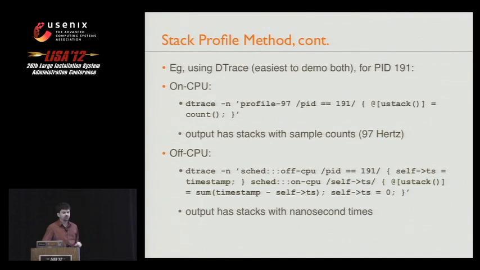I put a couple of DTrace one-liners in there just to show a tool like DTrace can do both of these, although it is kind of different. So there's sampling what's on CPU for the user stacks, and then that's tracing what's off CPU. The first one gives you sample counts, and the second one gives you nanosecond timestamps. But the sum of both of them is the stack profile method, is everything my thread does. I want to know why it's on CPU and why it's off CPU.